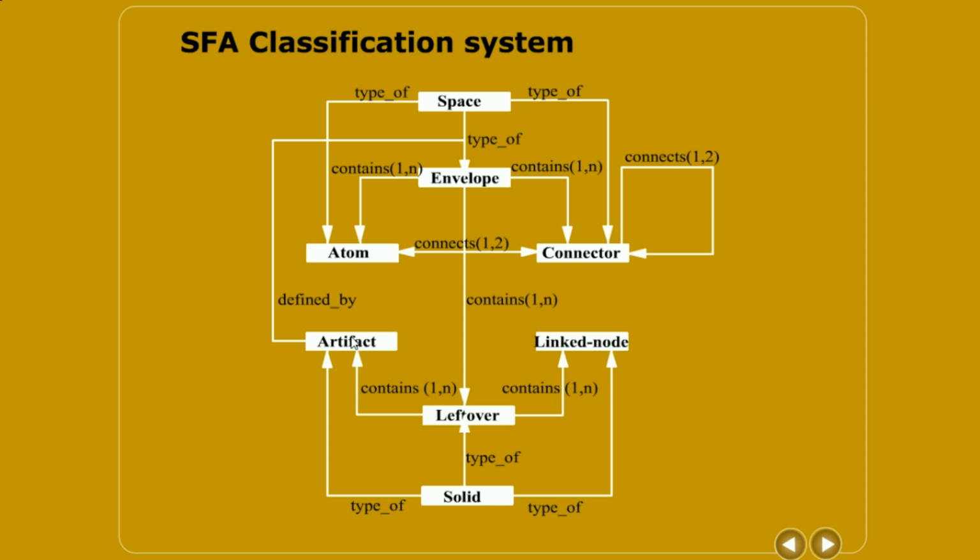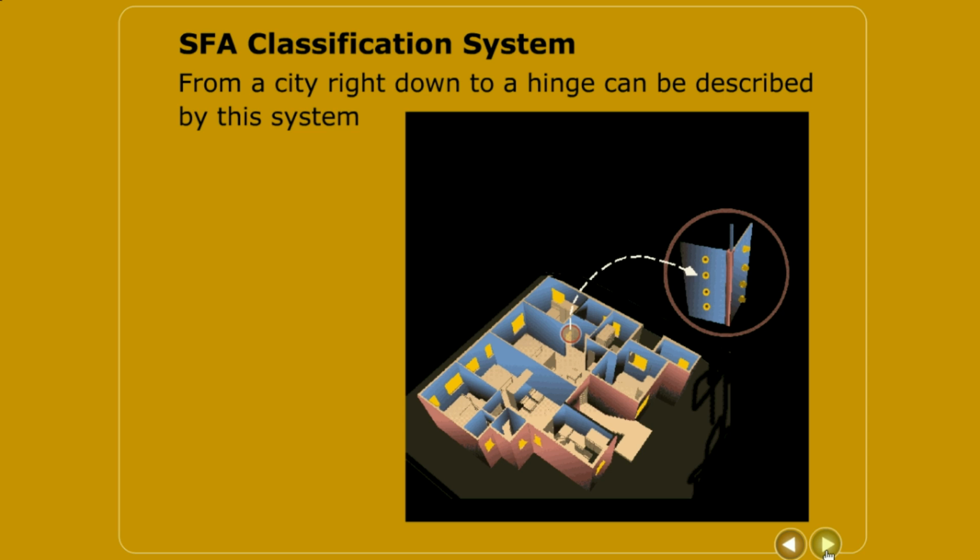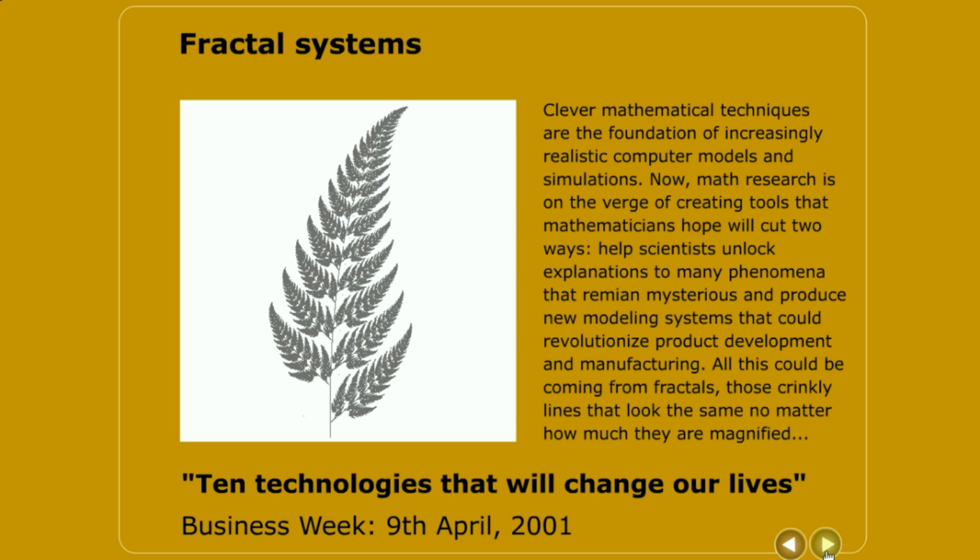And this artifact, if you take a look at it, is actually fractally going back into being atoms, envelopes, and connectors. And once again, you will have leftovers, and in that leftover, once again, you have artifacts, and then those artifacts, strangely enough, are once again atoms, envelopes, and connectors, and then after the Boolean subtraction between them, you again get leftovers, and it goes on and on, and thereby describes the entire building. So the SFA classification system, or the taxonomy, can model all the way from a hinge to a city, maybe the entire universe if you really want.